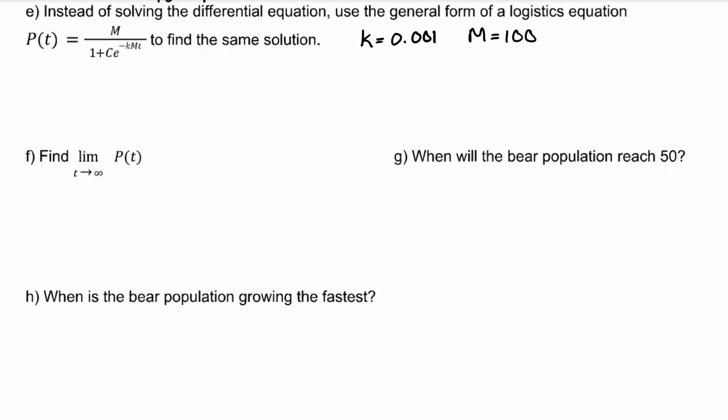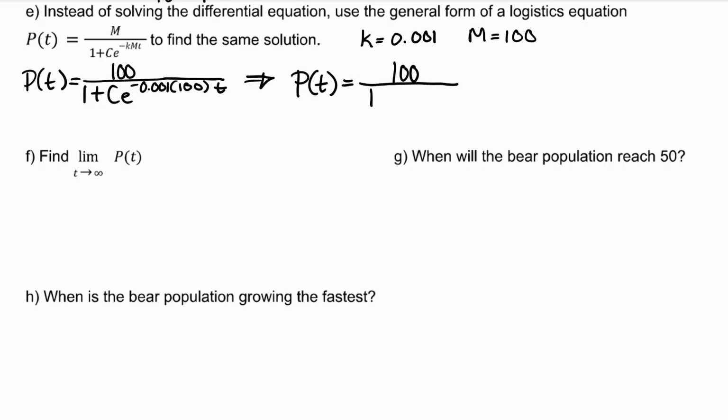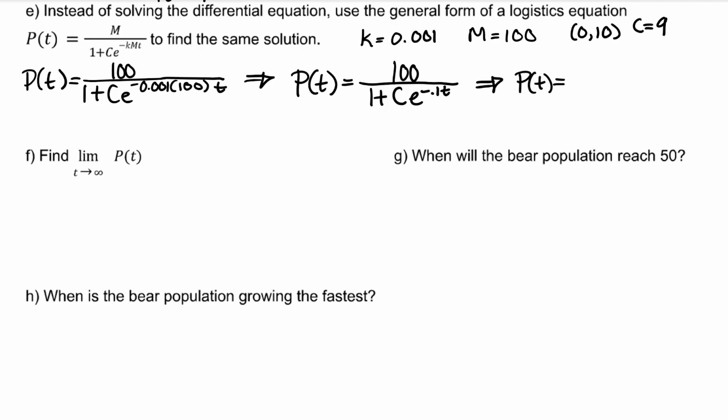Instead of solving the differential equation, use the general form of a logistic equation, or our solution form, to find the same solution. Plug it in. Hey, that's what we got for our general solution from part D, and then plugging in your initial condition of (0, 10) would yield c equals 9, and so from there you would get the same particular solution that we did in part D.